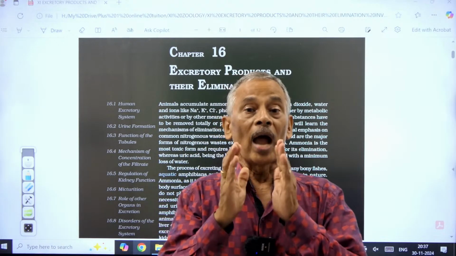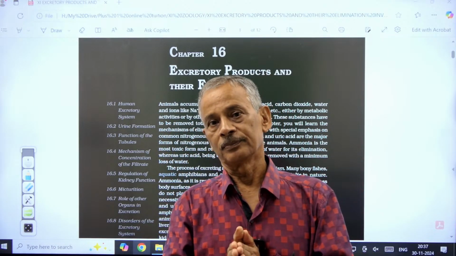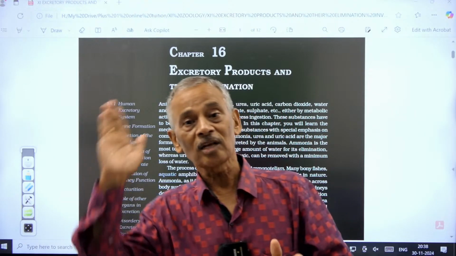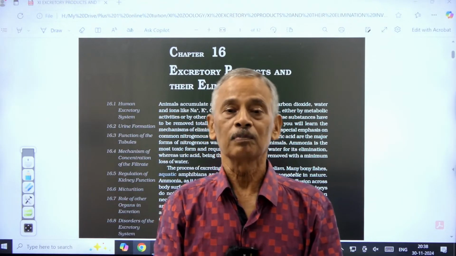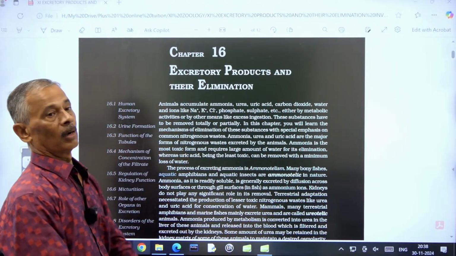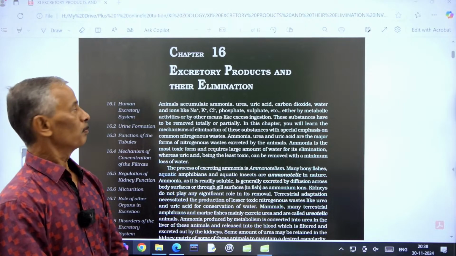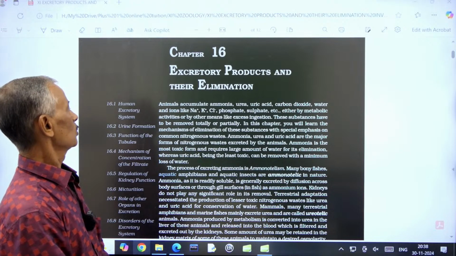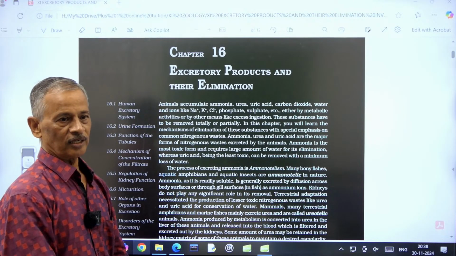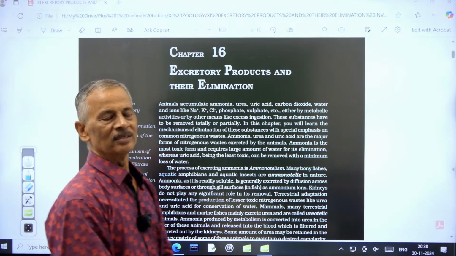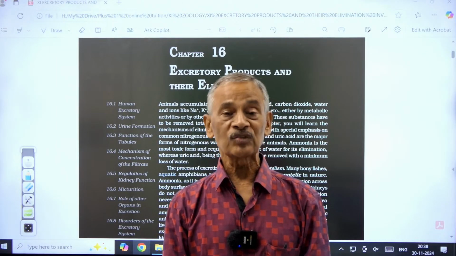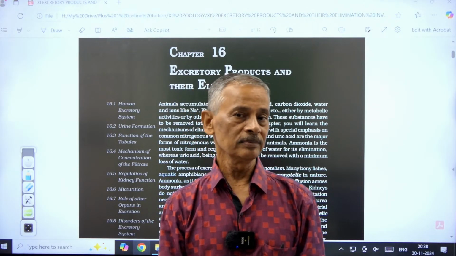So, as a result of metabolism, not only is energy produced, but also some unwanted materials and other byproducts are produced. These include carbon dioxide, water, ammonia, etc. Of this, carbon dioxide is sent out through breathing.